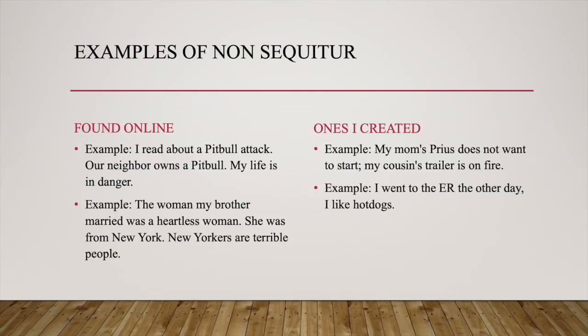So here are a few examples that I was able to find of a non sequitur online and a few that I personally created. But I like the ones that I found online more, so I'm just going to read those first. The first one is: I read about a pit bull attack. Our neighbor owns a pit bull. My life is in danger. The second one is: The woman my brother married was a heartless woman. She was from New York. New Yorkers are terrible people.